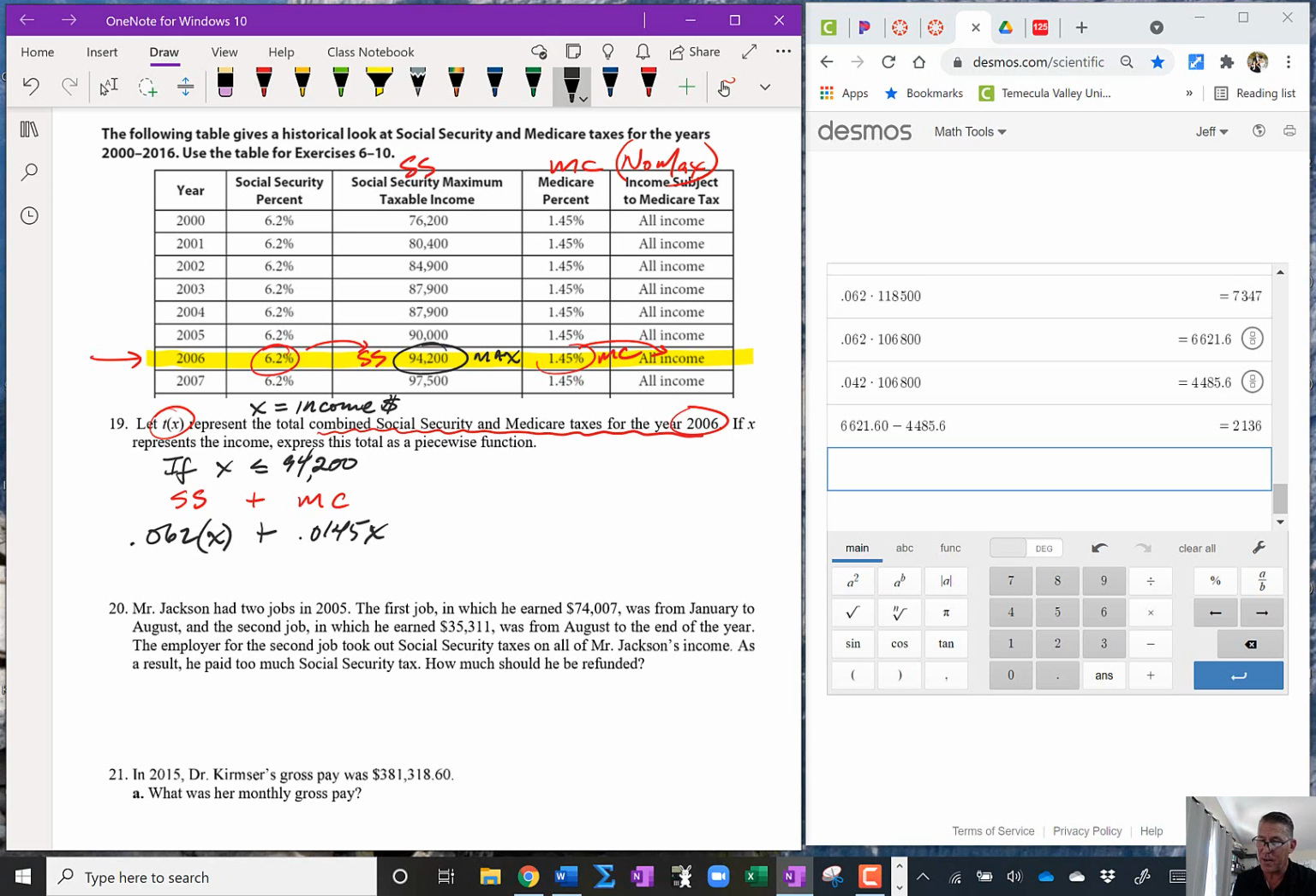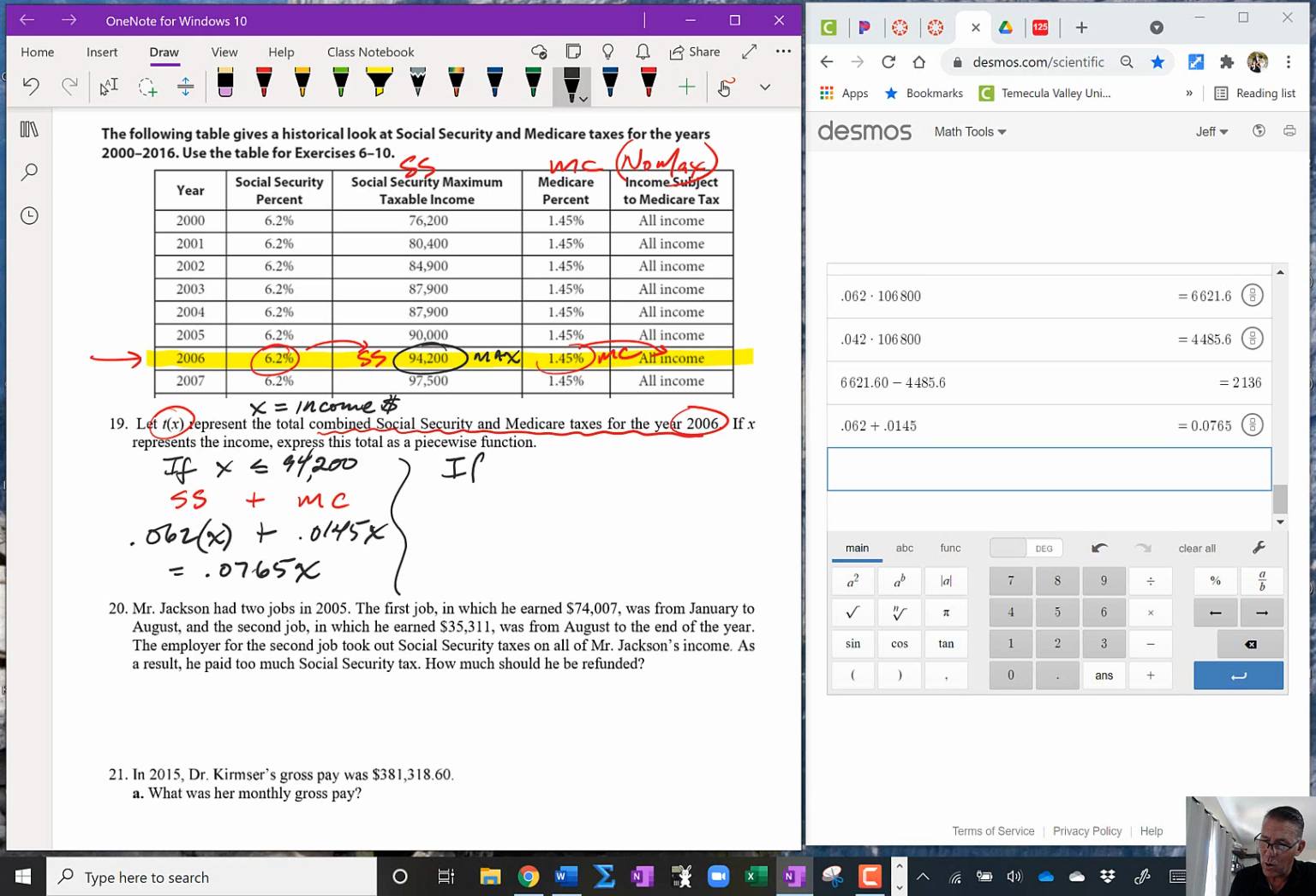Okay, and the way you calculate that is by taking 94,200 and multiplying it by your 6.2%. So the max in this case is 0.062 times that number there. Okay, so 94,200. It's not going to go over that. It's going to be that. We'll calculate that here in a minute. Plus the 1.45%, which is 0.0145 times all the taxable income.